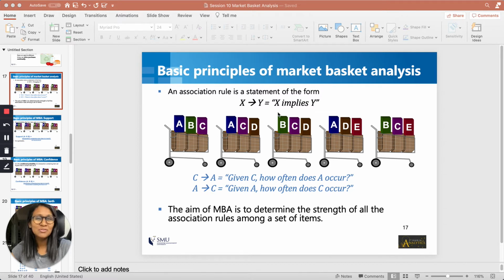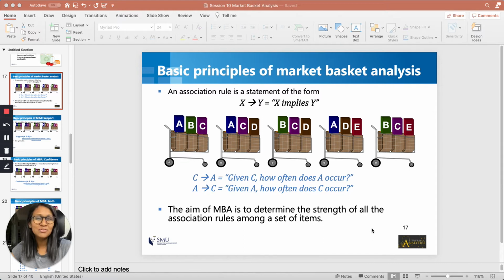So here when we say X implies Y, basically what it means is that given X, how often does Y occur? So in other words, if we have C implies A versus A implies C, you can understand that these are two different rules. C implies A means given C, how often does A occur, whereas A implies C means that given A, how often does C occur. So in that sense, rules have a direction associated with them.